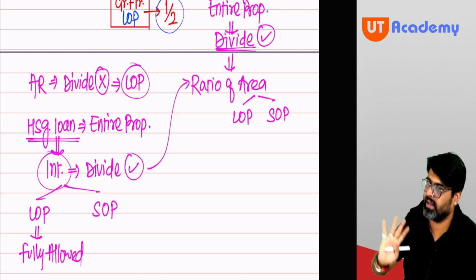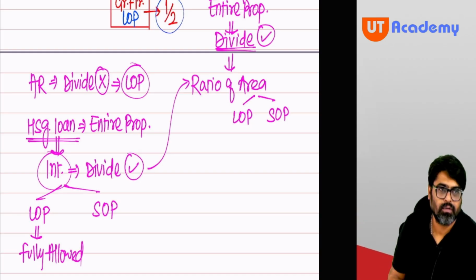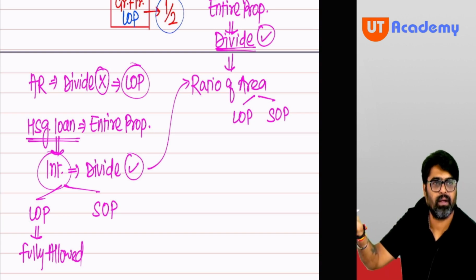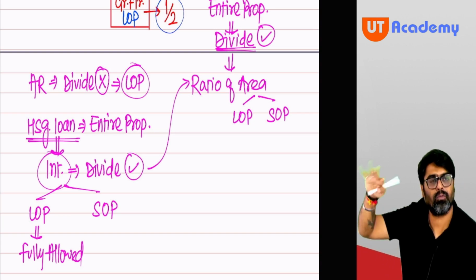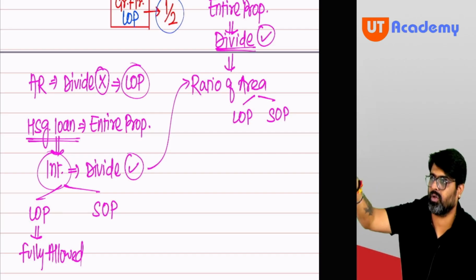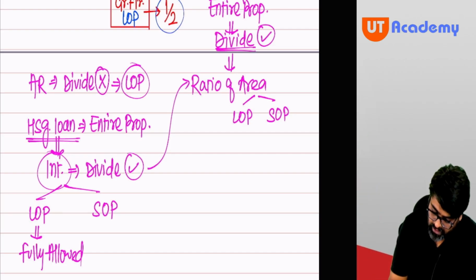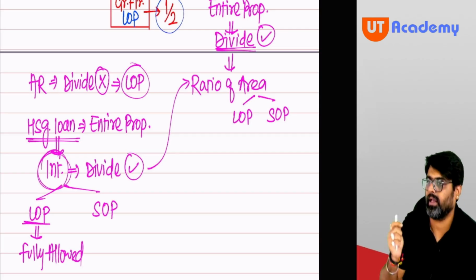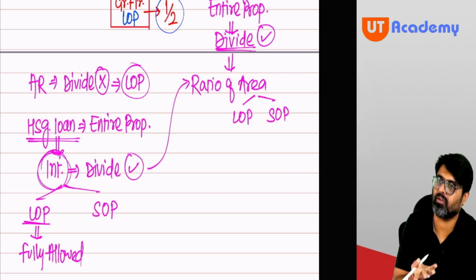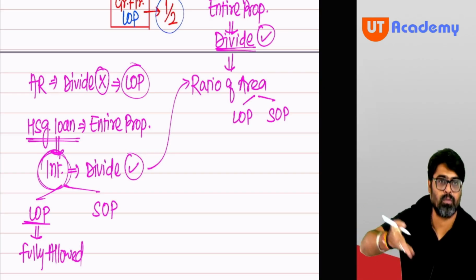So have you divided the interest? In what ratio? In the ratio of area, the area which was let out and the area which was self-occupied. In that same ratio, you are going to divide. And after dividing, you came to know that the interest related to the let out portion is X amount. Can you claim that full amount as a deduction? Yes, because any interest for a let out property is fully allowed.